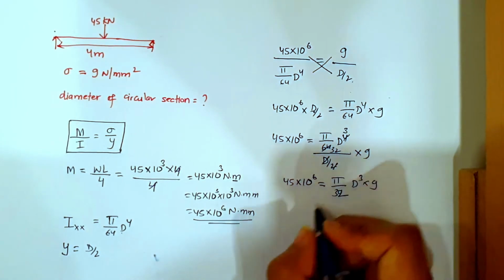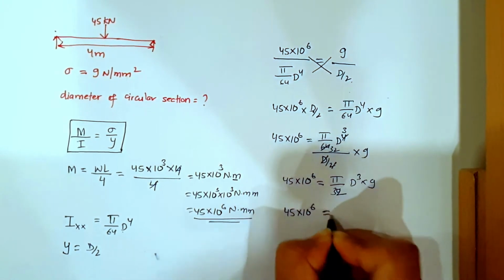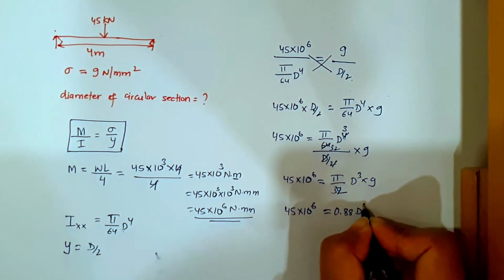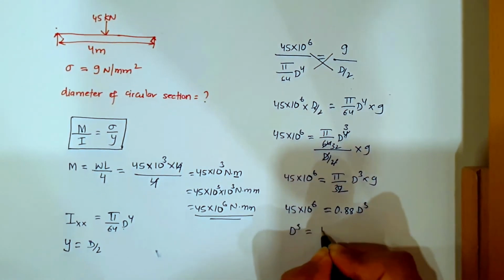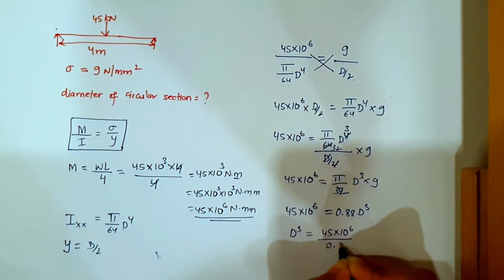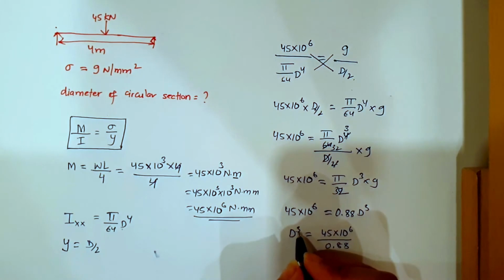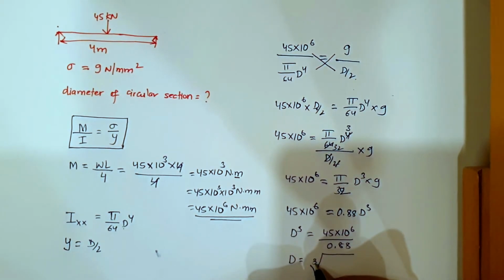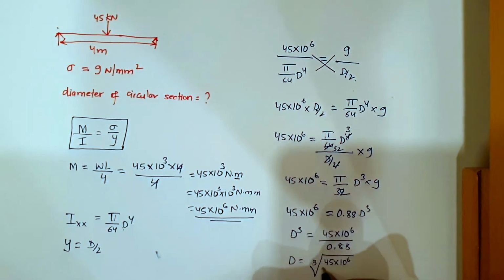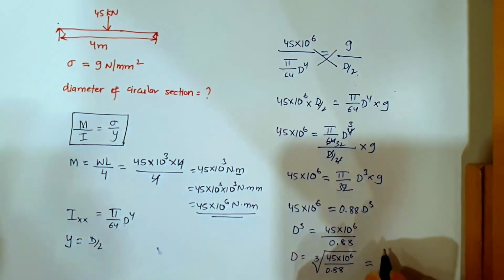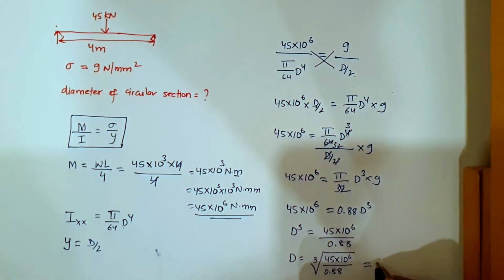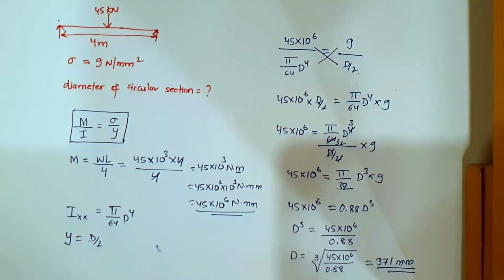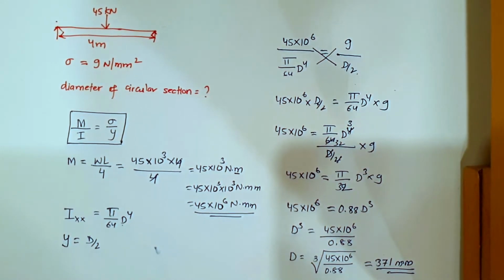Okay, now if you solve this whole portion here, you will be getting 45 into 10 raised to power 6 equals 0.88 d raised to power 3. Now from here d raised to power 3 will be equal to 45 into 10 raised to power 6 divided by 0.88. Now you want to remove this power, so it will be d equals cube root of 45 into 10 raised to power 6 divided by 0.88. From here you will be getting diameter equal to 371 mm. So this is the diameter of this circular section. So I hope this numerical is also clear.